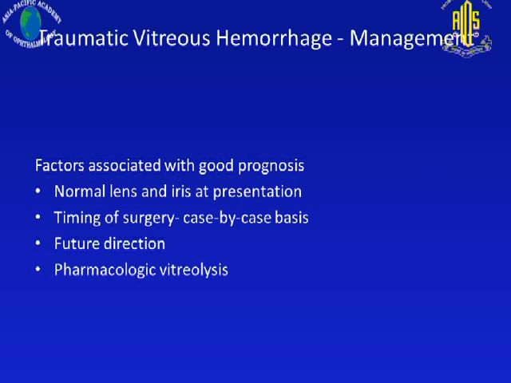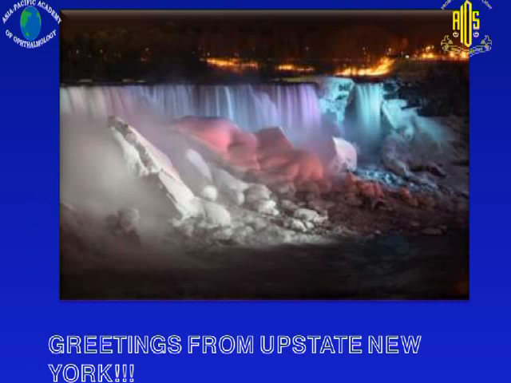Normal lens and iris presentation and normal anterior segment anatomy. The timing of surgery for vitreous hemorrhage will, of course, depend upon a case-by-case basis. In the future direction, pharmacological vitreolysis to prevent PVR.